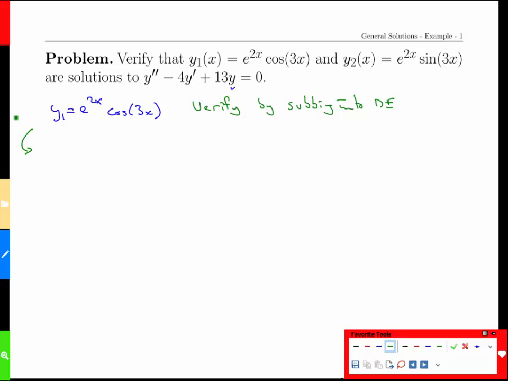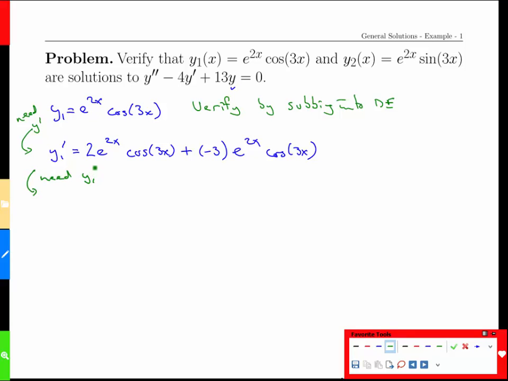So that means we're going to need y prime, but fortunately, that's only a derivative away. We're going to use the product rule here. Derivative of the first would be 2e to the 2x. The derivative of the second is going to have a 3 pop out and a negative from the cos, cos of 3x. And because it's a second order differential equation, we're going to need y double prime as well. And for that, we just differentiate one more time.